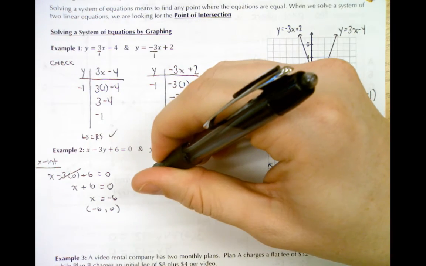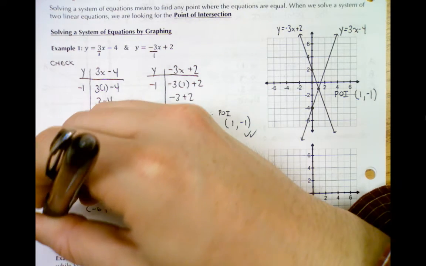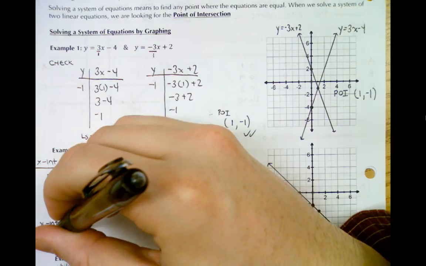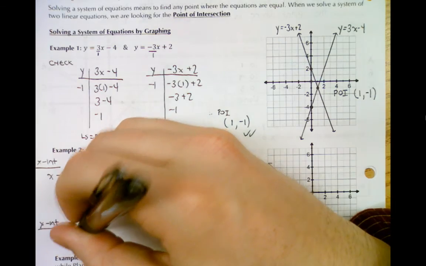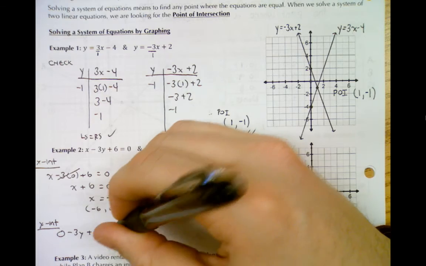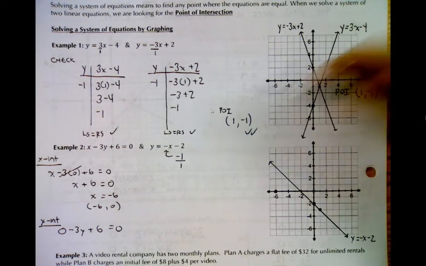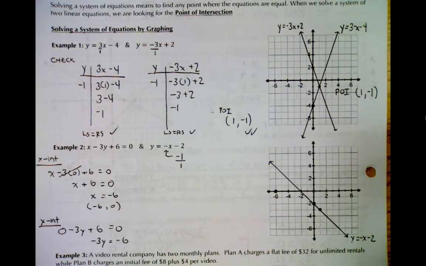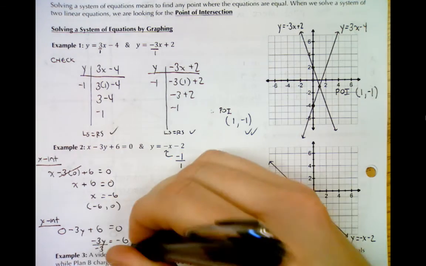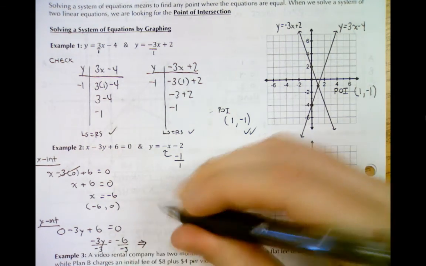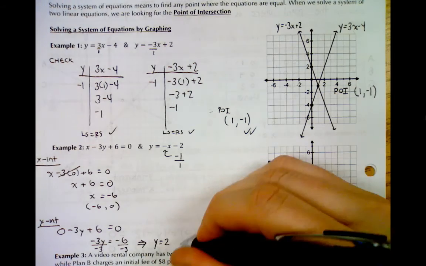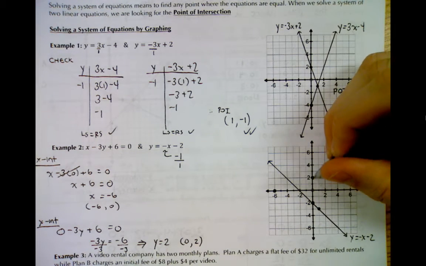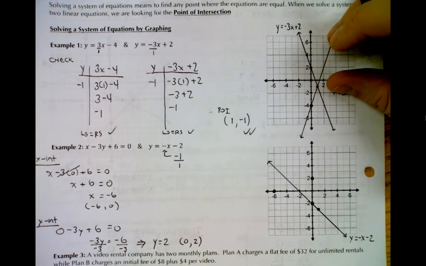Y-intercept. To find the y-intercept, we would make x 0. So in my equation, instead of x, I'll write 0. 0 minus 3y plus 6 equals 0. Start isolating for y. I'm going to move the 6 to the other side. I get negative 6, and negative 3y stays. Divide both sides by negative 3 to isolate for y. And I get y equals 2, which means 0, 2 is the y-intercept, which is right here. Got my 2 dots. I can connect them to draw my second line.